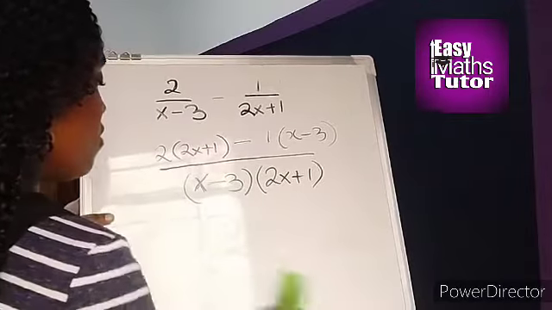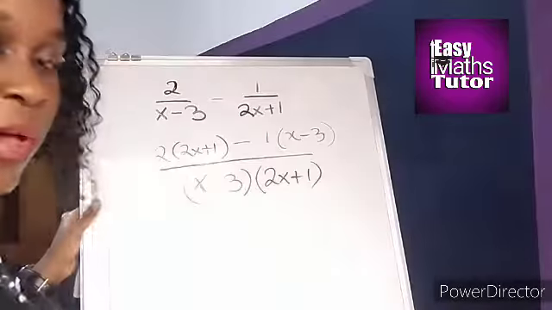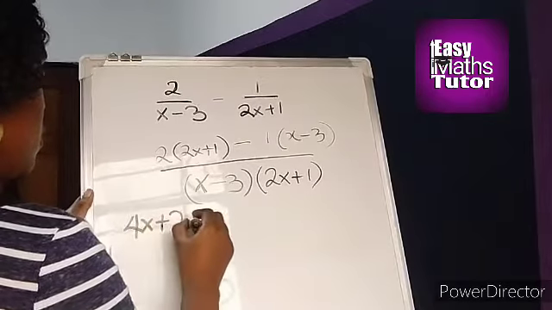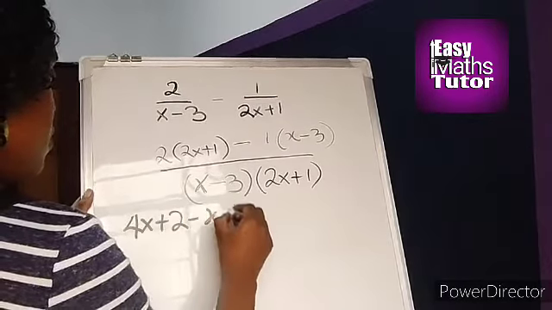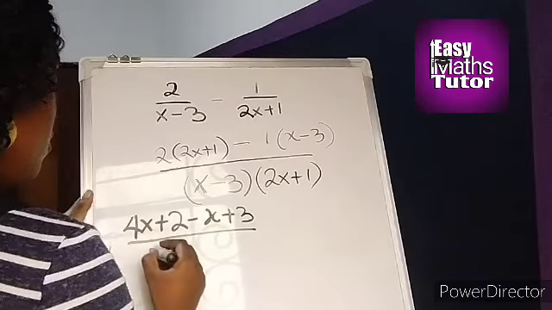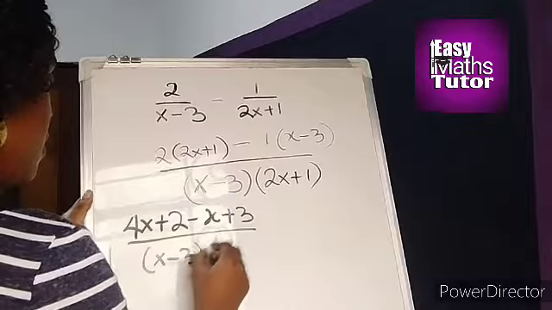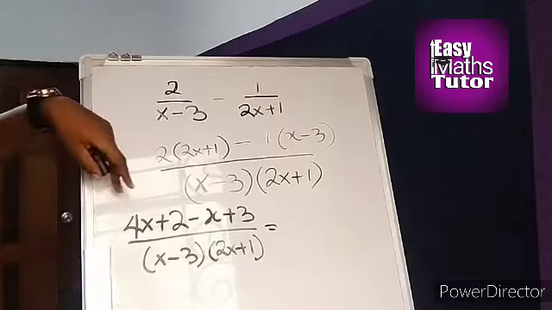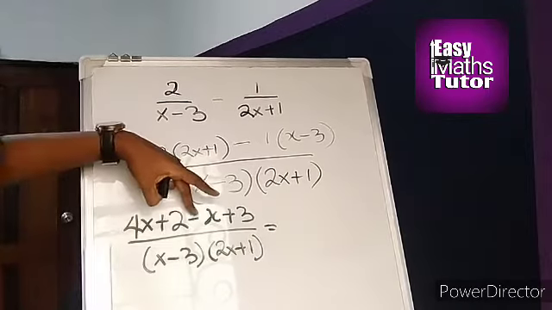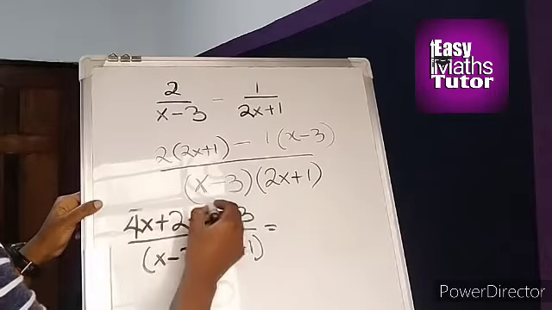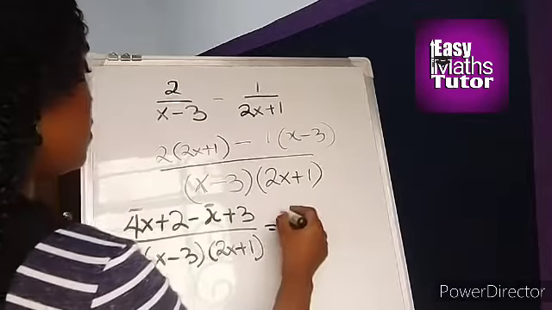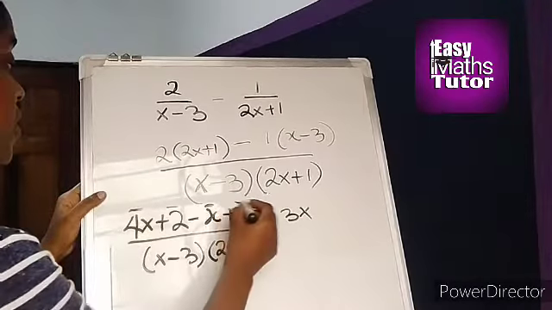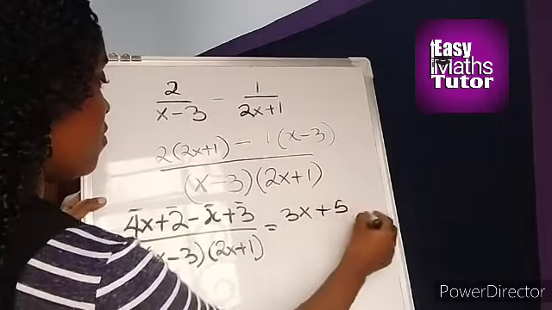So let's wipe this off quickly and resolve our answer. It's going to be 4x plus 2 minus (x minus 3) all over (x minus 3)(2x plus 1). So we're going to take like terms. 4x minus x gives us 3x, while 2 plus 3 gives us 5.